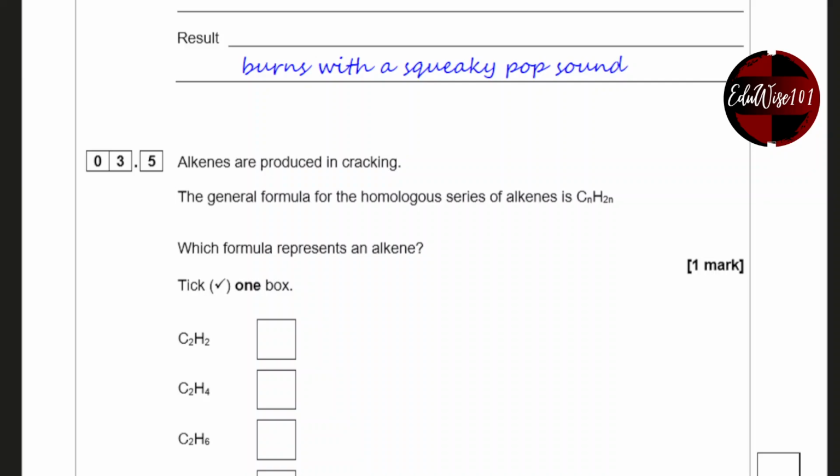Alkenes are produced in cracking. The general formula for the homologous series of alkenes is CnH2n. Which formula represents an alkene? So when we say CnH2n, let's say if n equals 2, then the formula will be C2H2n, and 2n is 2 multiplied by 2, that gives us 4. So C2H4. That would be this second one.